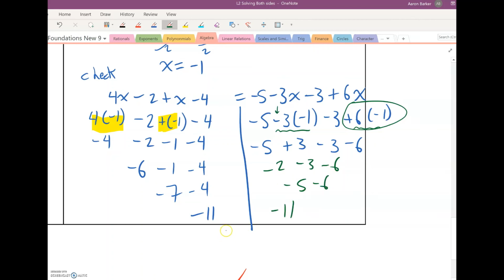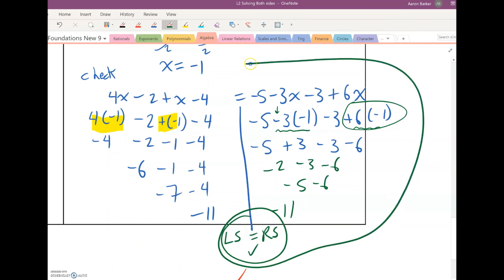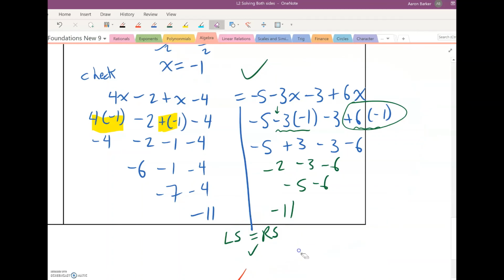-11. Again, you must write this: left side equals right side. Check. What does that mean? It means that this is correct. It means that that's the answer. Okay. Now in grade 11 and 12, you get into some more complicated checks. But for us, we're just practicing our simple BEDMAS to make sure we get the right answer.